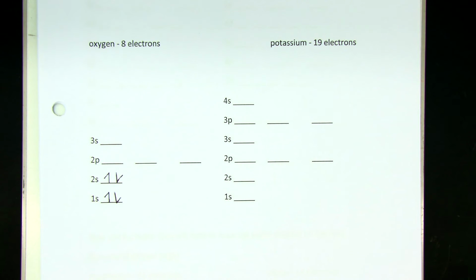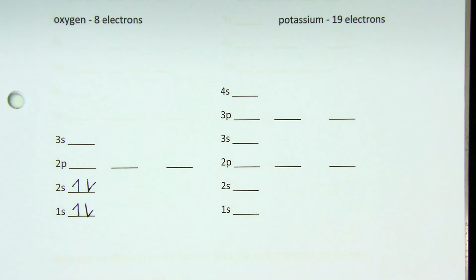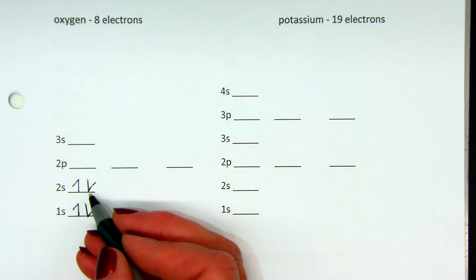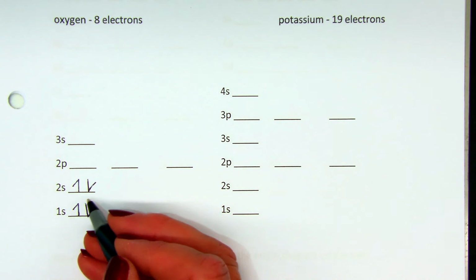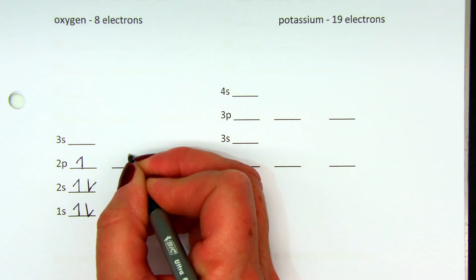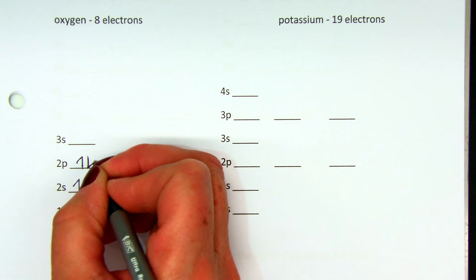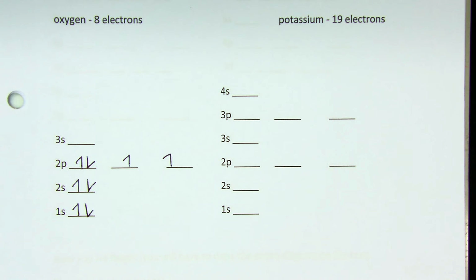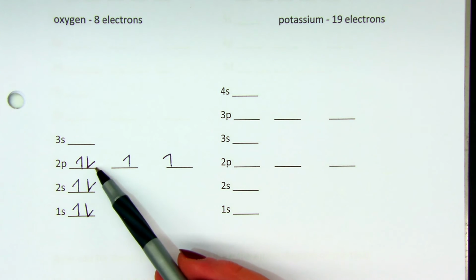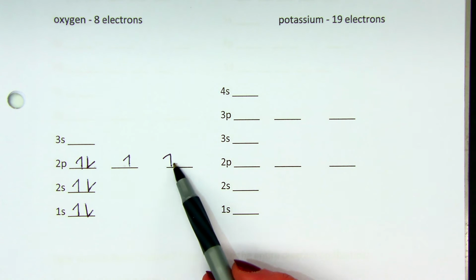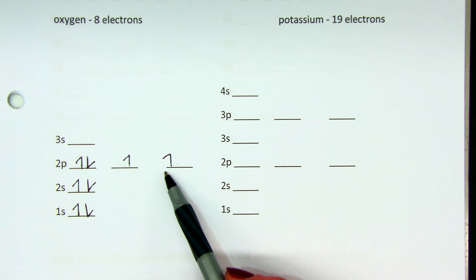Now this is where it gets a little different that you have to think about this. Once we get to the 2p, we have 3 equal energy orbitals. We put 1 electron in each orbital first, and then we go back and pair them up. So we have 8 electrons. I've used 4. 5, 6, 7, 8. So now I have 2 electrons in oxygen that are unpaired.